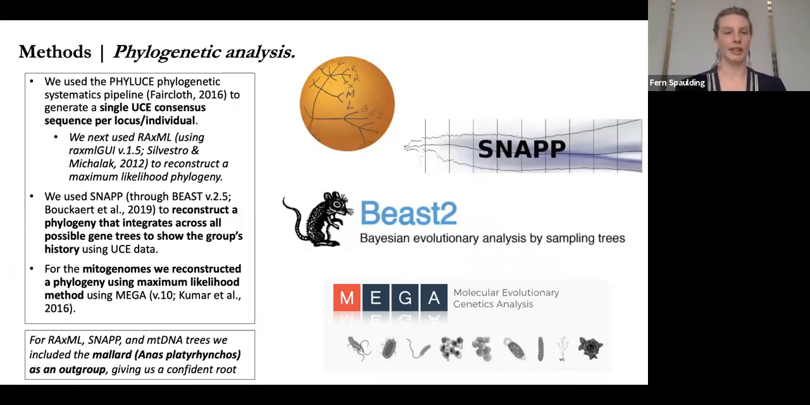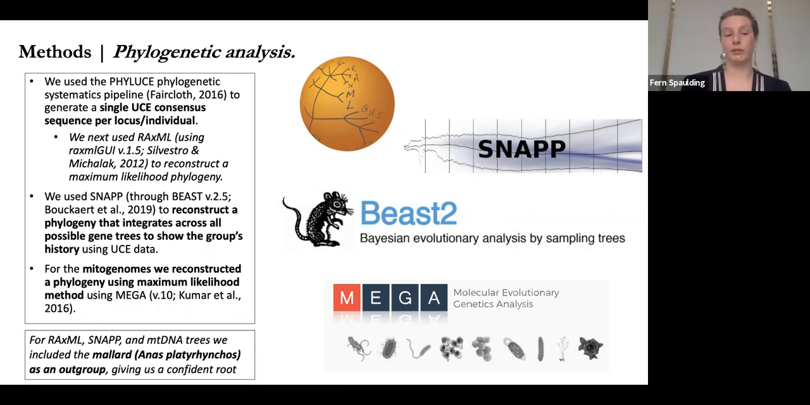For our phylogenetic analysis, we used the program Phyluce again, using their phylogenetic systematics pipeline to generate a single UCE consensus sequence per locus per individual. We then used the program RAxML to reconstruct a maximum likelihood phylogeny of the single UCE consensus sequence. We then used the program SNAPP to reconstruct a phylogeny that integrates across all possible gene trees to show the group's history. So essentially an inferred UCE gene tree history.